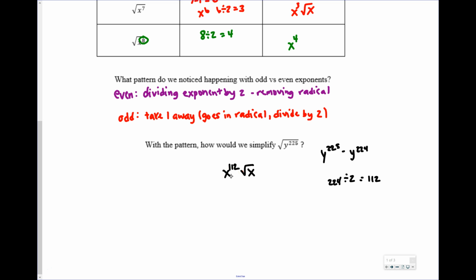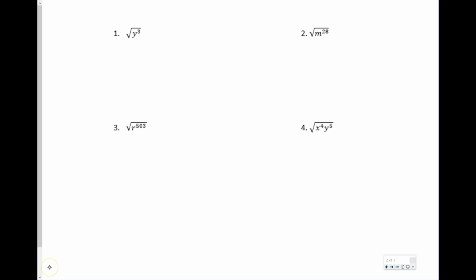Okay? It is a process to memorize when you have odd exponents, and a process to memorize when you have even exponents, when you're taking them in and out of the house. I think of it like a house. It helps me keep track of the rule a little bit easier. Let's do a few more examples.